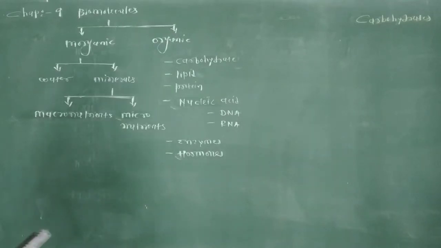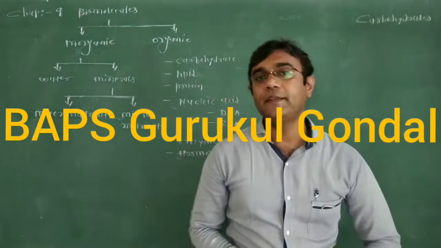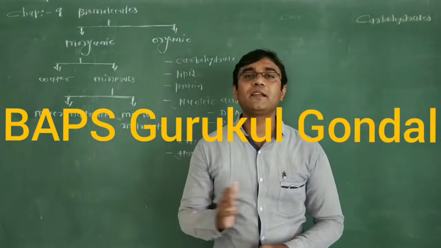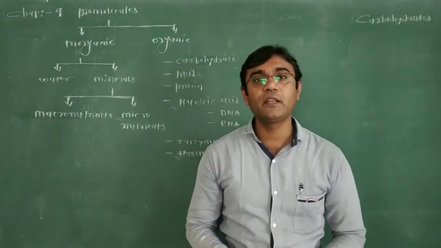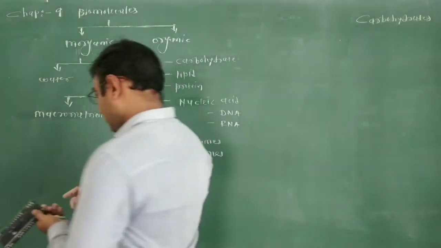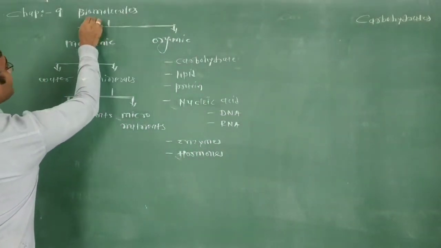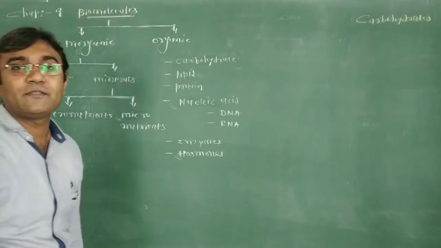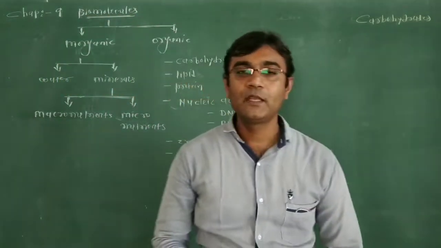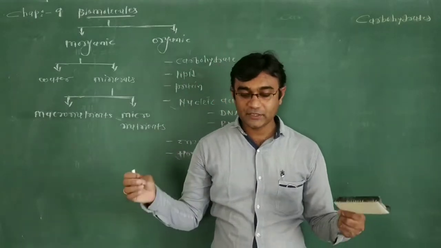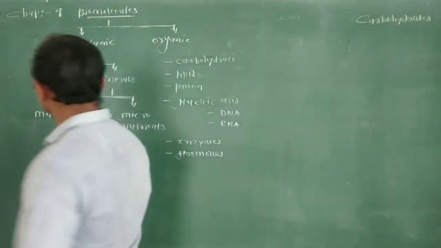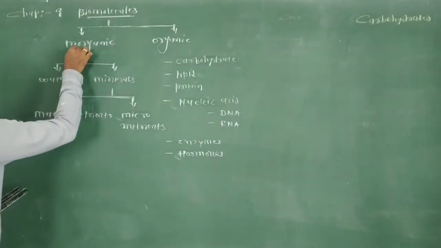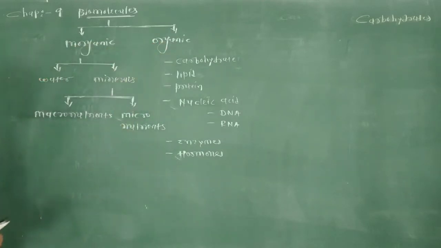After completion of chapter number 8 and 10, the cell and cell division, now we are going for the learning of chapter number 9, and that is biomolecules. Biomolecules are present within the protoplasm of the cell. These biomolecules are categorized into two types, inorganic molecules as well as organic molecules.